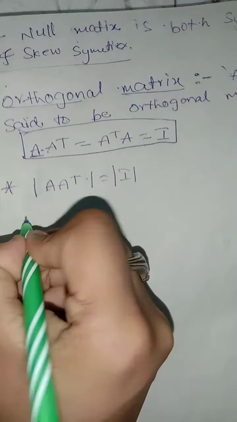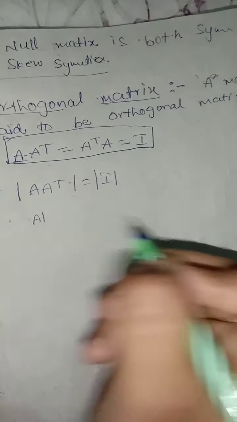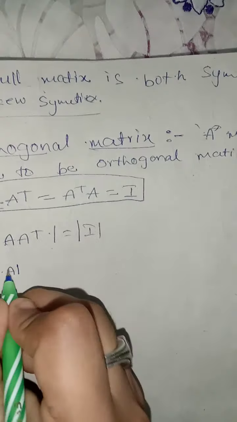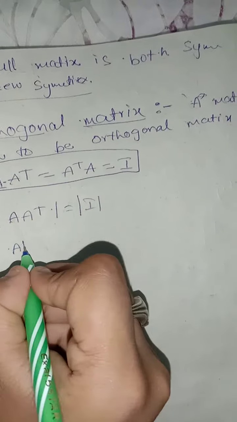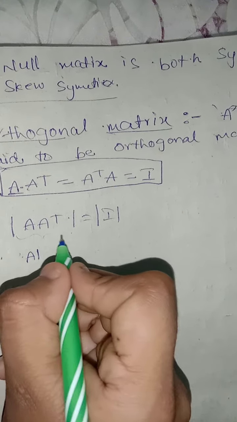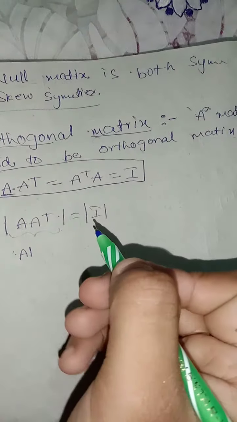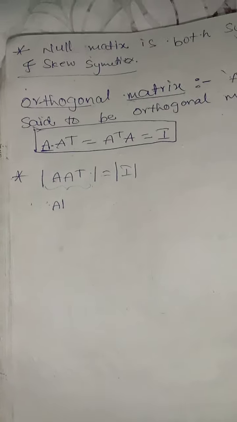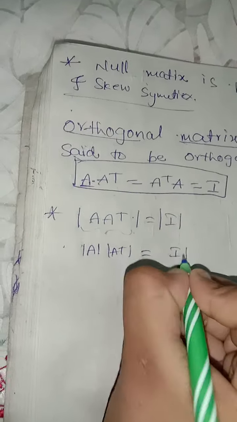Determinant of A into A transpose is equal to I. Okay, and then let's derive a simple formula. You know that in determinants, in the next video I will explain it. In determinants we have the property that if you multiply two matrices and find the determinant, then it equals the product of the individual determinants. Okay, that is equal to I.